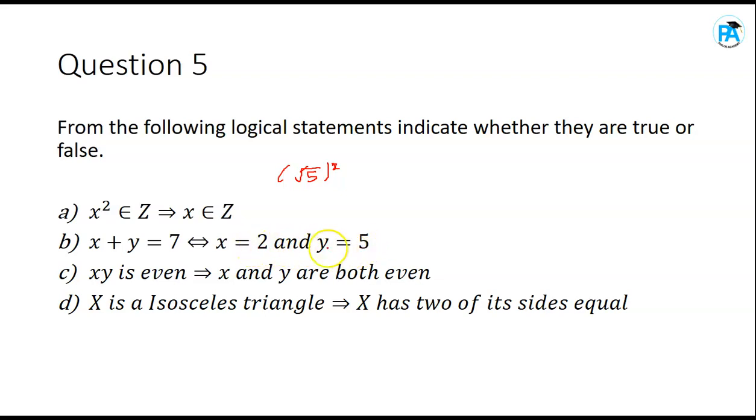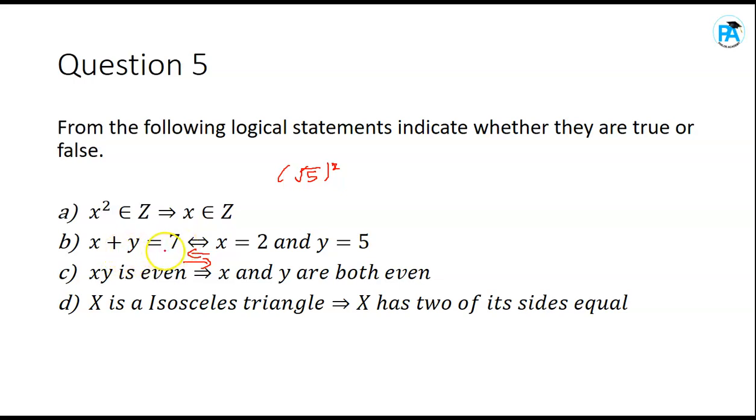Now take a look at something. If x is 2 and y is 5, definitely x + y will be equal to 7. So when you were going in this direction, it was true. If x is equal to 2 and y is equal to 5, definitely x + y will be 7. But when you are coming the other way, is it always true? Let's check it. You know, 3 + 4 can also give you 7.